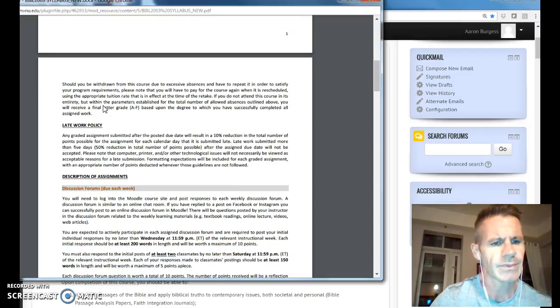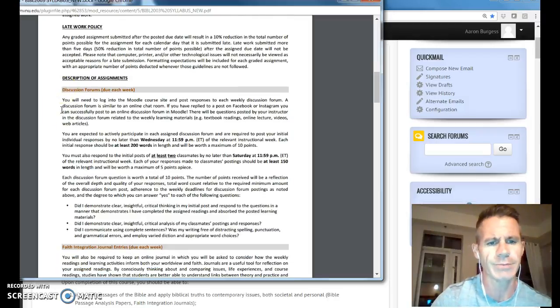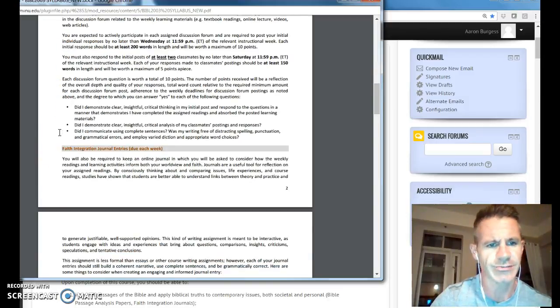A description of each of the assignments. This class has discussion forums. And you can see here we have quite a bit of detail about what we want the students to do in the discussion forums and even some criteria as to how they're going to be graded, what we're looking for in the discussion forums, when they are due.